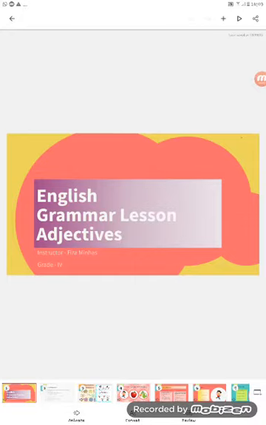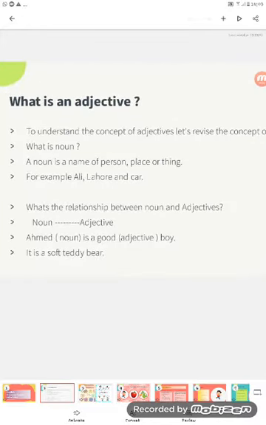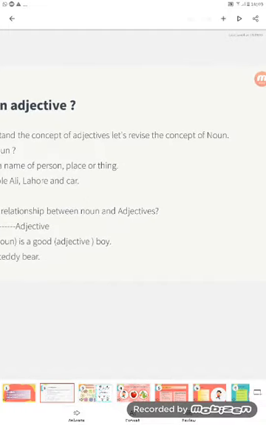Today's video is about adjectives. Let's find out what is an adjective. Okay. What is an adjective? To understand the concept of adjectives, let's revise the concept of noun.